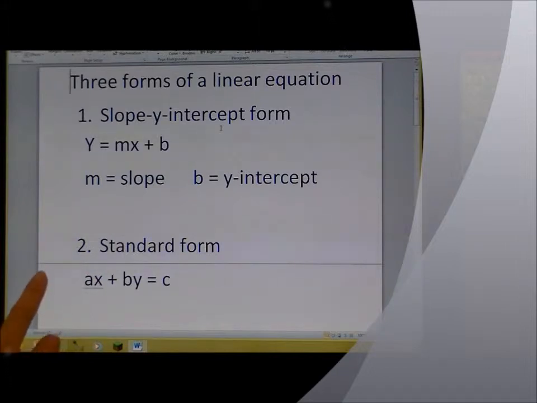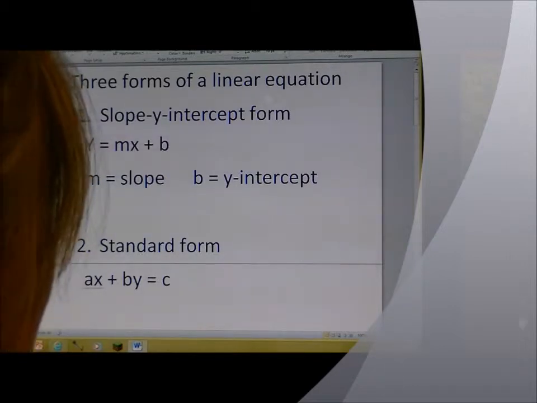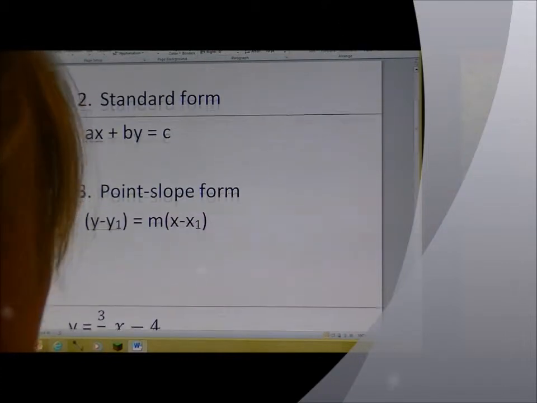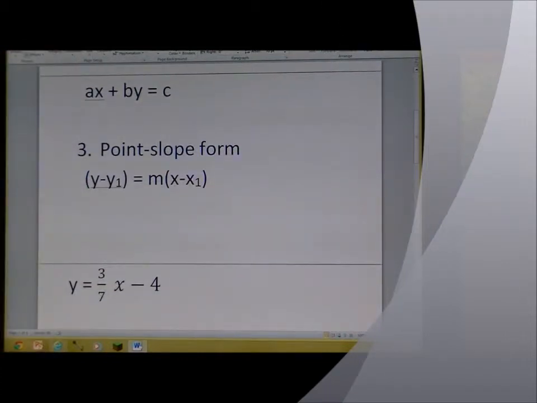The other form is standard form, and this we usually write as ax plus by equals c. This form is useful mostly in solving systems of equations, if you want to use linear combination to do that. But we will often, in Algebra 1, ask you to rearrange an equation into standard form just to get you ready for solving systems a little later. And then the third form is called the point-slope form, which I won't cover today, but it's pretty useful too.